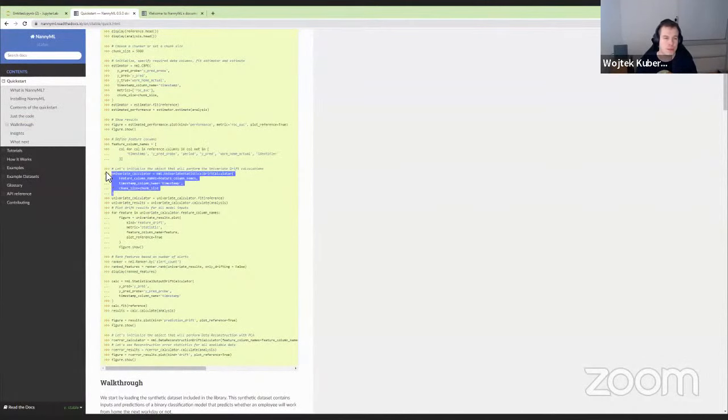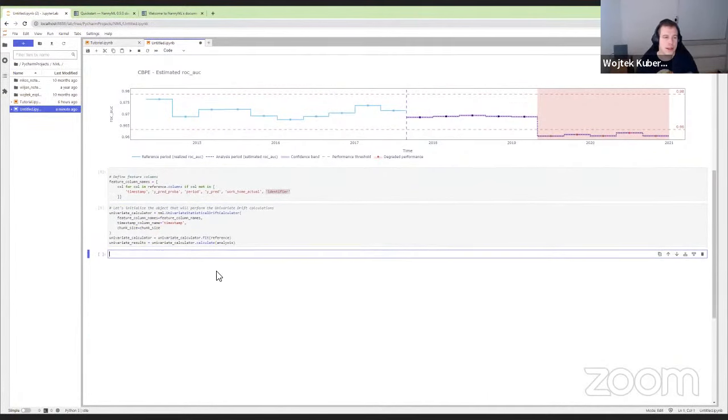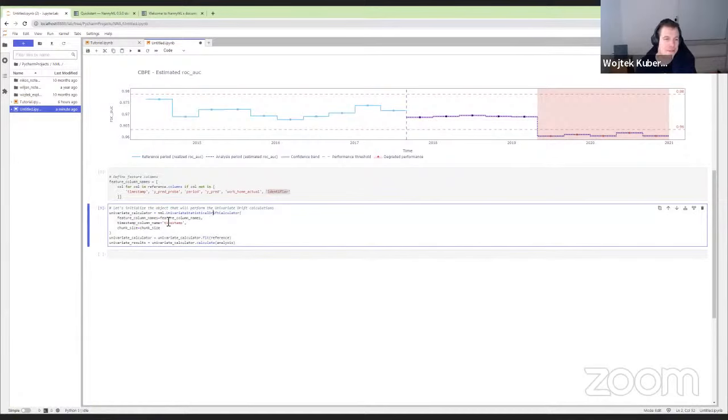And then we're going to initialize this object again as before, and we're going to fit it, and we're going to calculate drift. So again, we're using the same exact interface that scikit-learn uses. We're taking the univariate statistical calculator. It does what it says. We're going to do this calculation for these features. We're going to take the timestamp as the timestamp column and the chunk size as we defined it above. And we're going to fit, and this time we're not estimating, we're simply calculating. So we're going to say dot calculate.